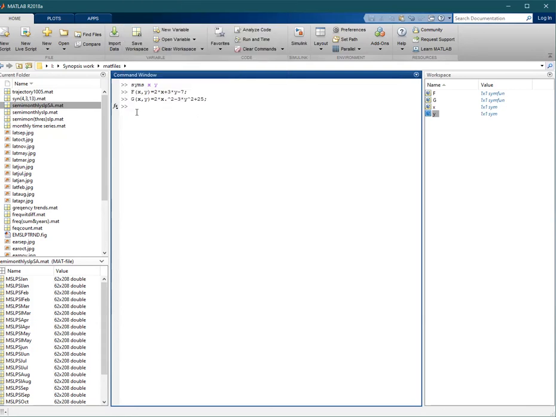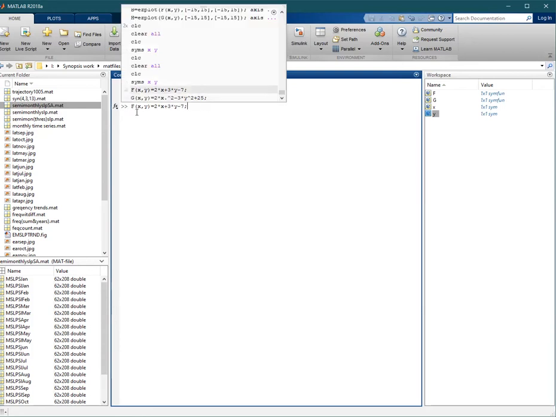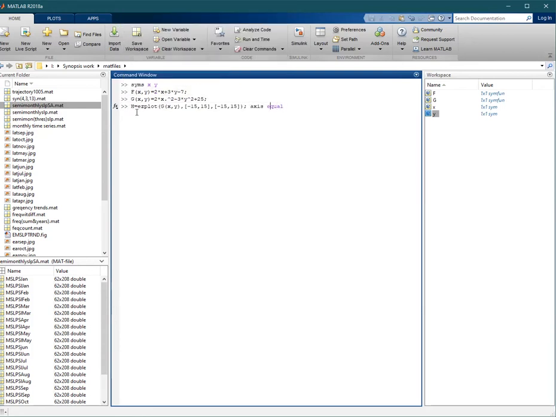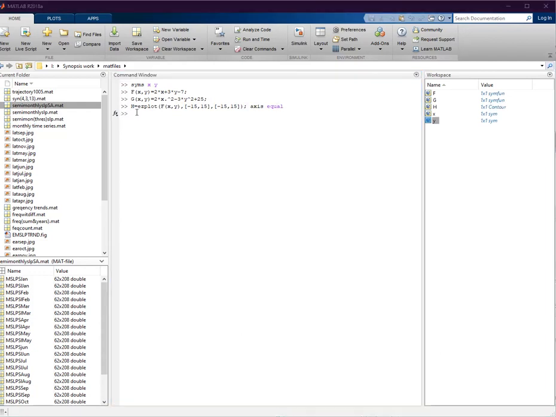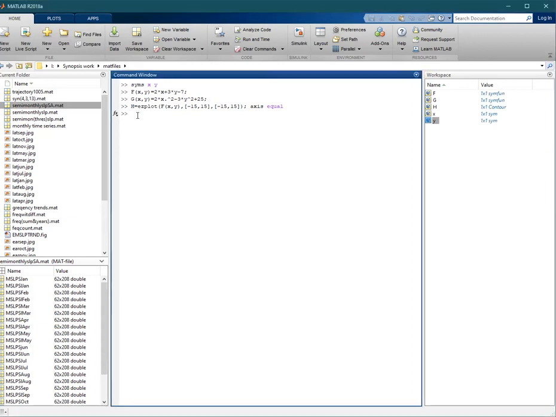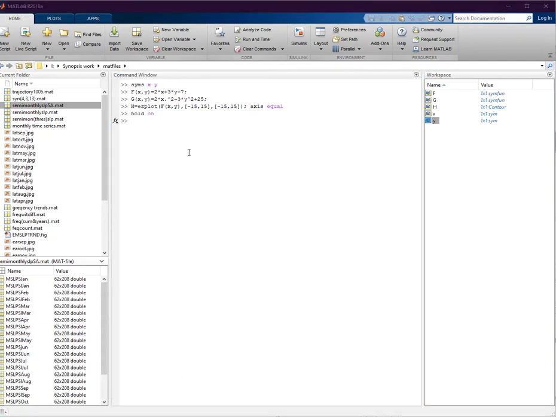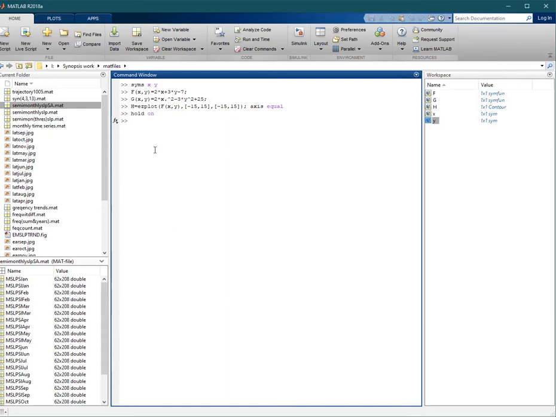Today we will use plotting. For plotting we will use the command ezplot. This should be f. This is your first plot. I will show you in a few minutes. The hold on command is used for plotting multiple plots in a single interface, a single GUI.